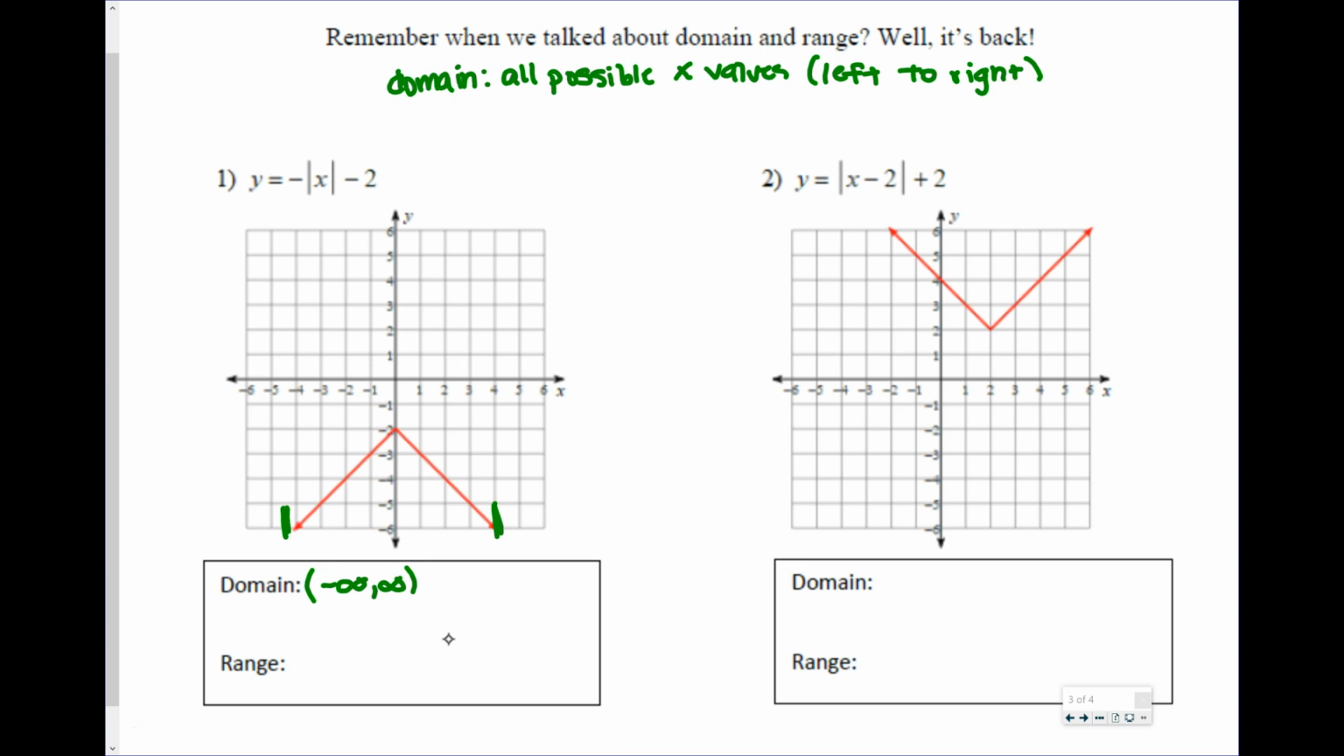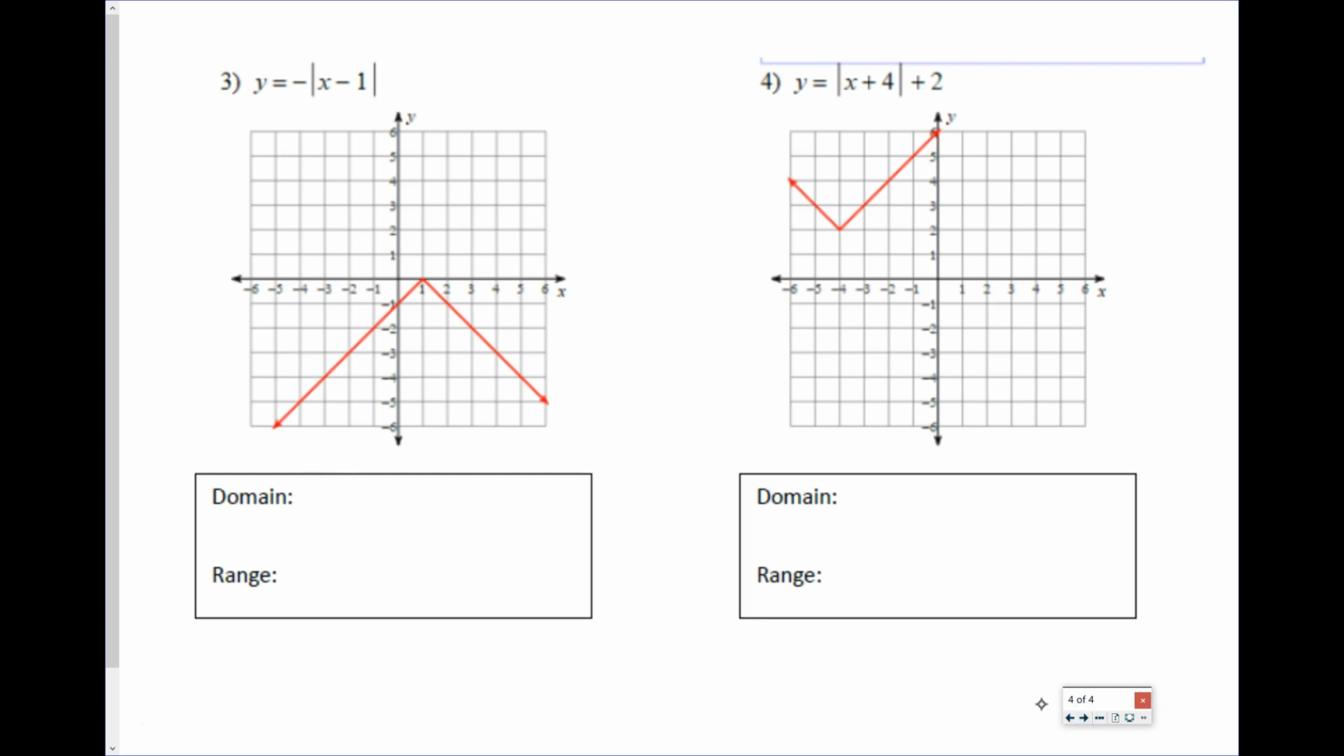I'm going to give you a big hint. On all absolute value graphs, it always is going to go from -infinity to infinity, because they always have arrows going left and right, left and right. Same thing on the second two. Always going far left, far right. That's -infinity to infinity. And the domain here is -infinity to infinity. So for absolute value graphs, the domain is always -infinity to infinity, which is really awesome. That makes your guys' lives a lot easier.